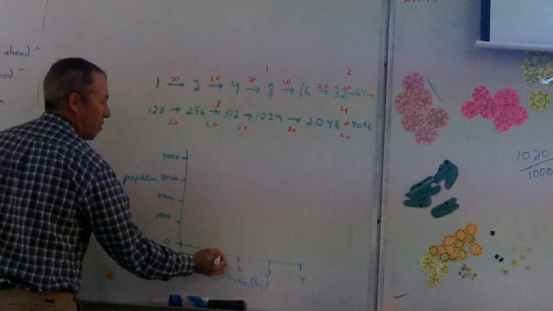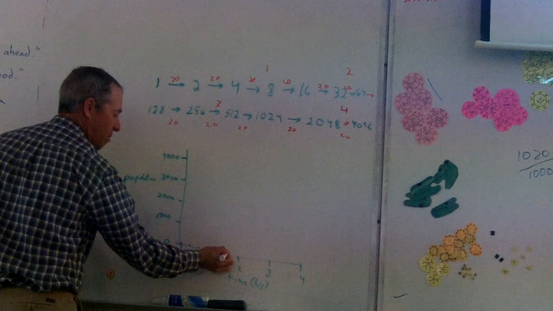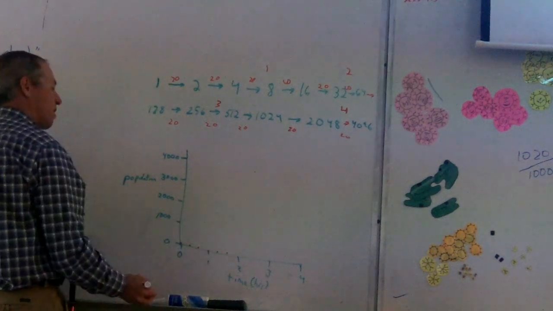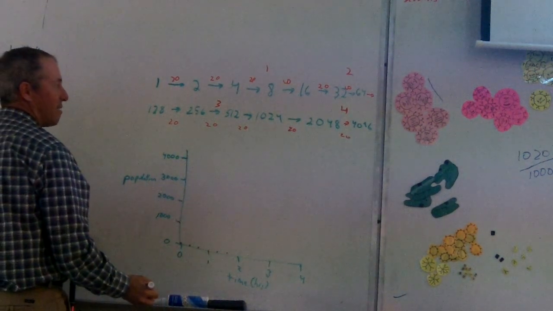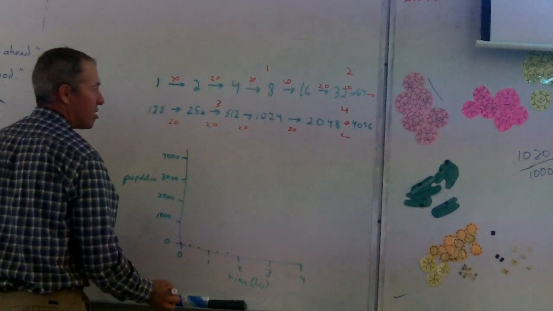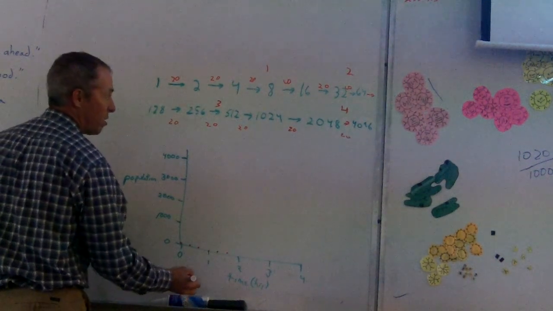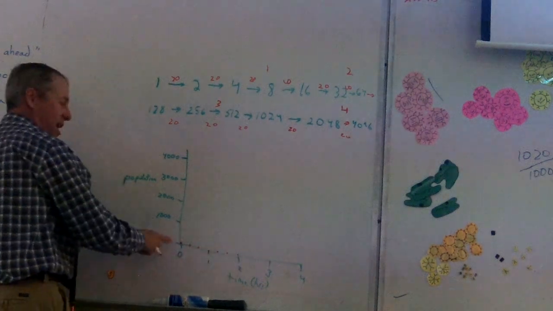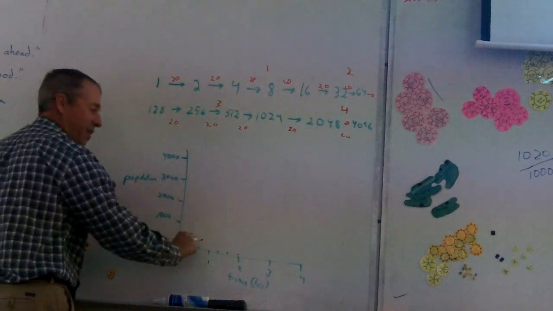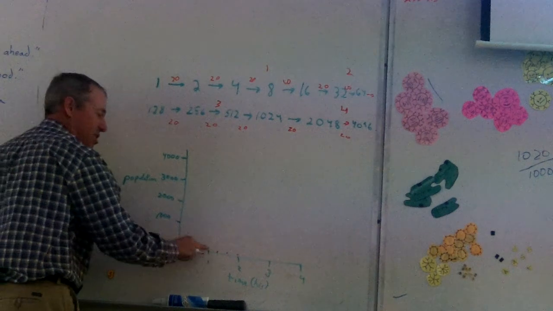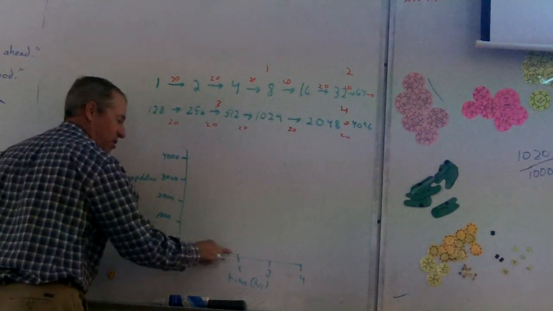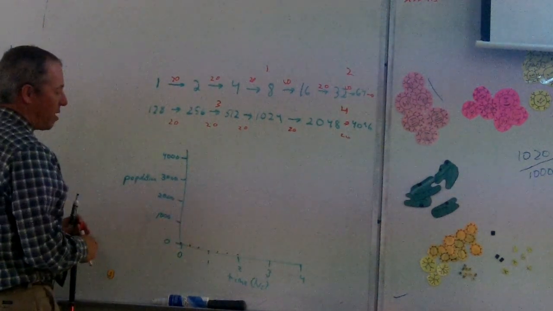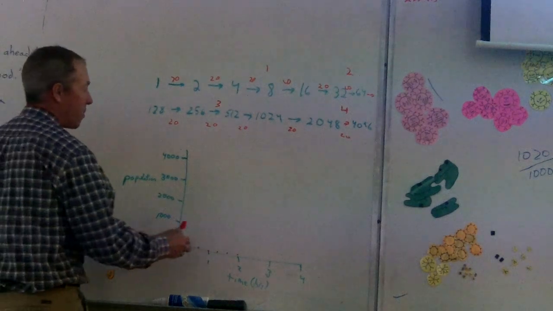At an hour 40, we've got 32. That would still be quite low on this graph. And at 2 hours, we've got 64. That's still rather low on this graph. Can you see why we call this the lag phase? The population is slowly growing, but it's not really jumping up quickly.